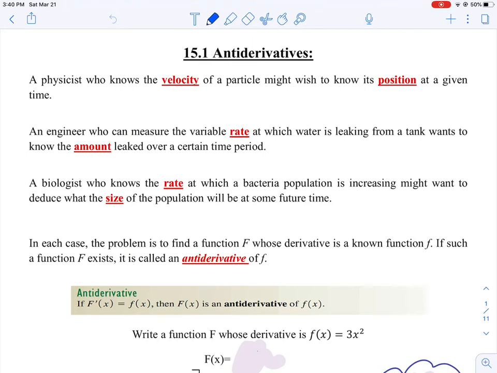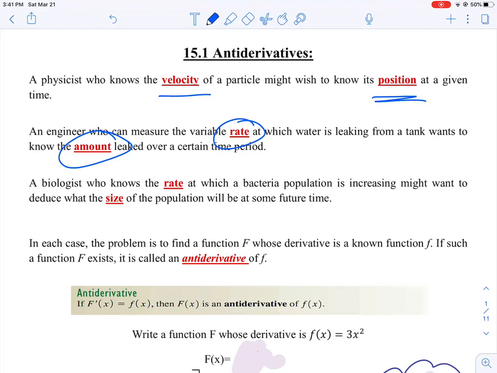So all semester long, we've been talking about derivatives, right? Instantaneous rate of change, slope of the tangent line, marginal cost, marginal profit, marginal revenue. But what happens if we know the rate at which the cost is changing, but we want to go backwards and figure out the cost? Or we know the velocity, but we want to know what the position is. Or we know the rate at which water is leaking out of a tank, but we actually want to figure out the amount of water that's leaking out of a tank.